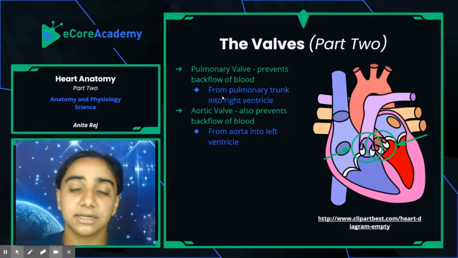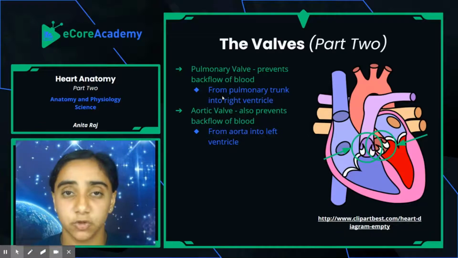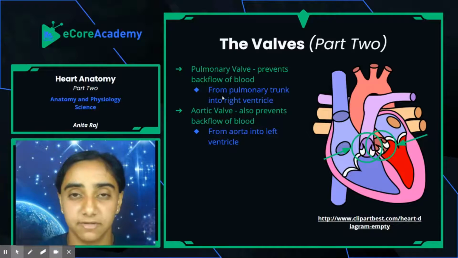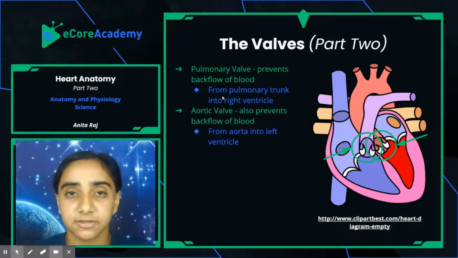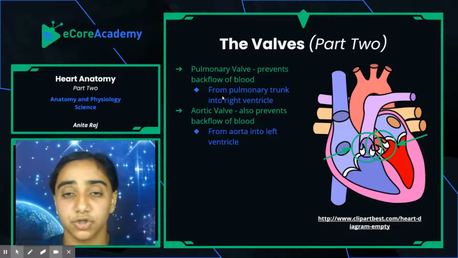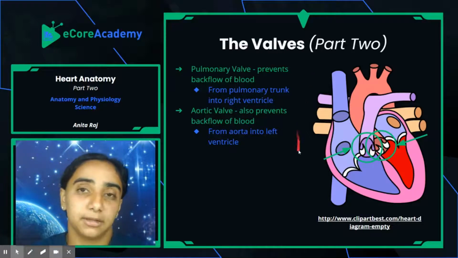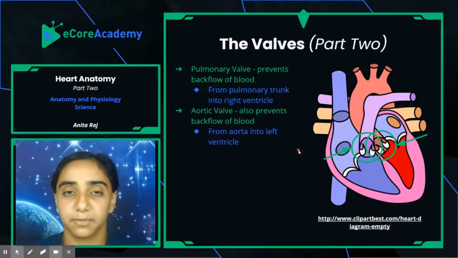Let's talk about the second slide I have on valves. So we just talked about two major valves when we're talking about the right ventricle and the left ventricle. The first one that corresponds with the right ventricle is your pulmonary valve. If you just need a reminder, your pulmonary valve is right here where my cursor is. It is the purple valve. It prevents backflow of blood, like I've been talking about how all valves prevent backflow of blood.